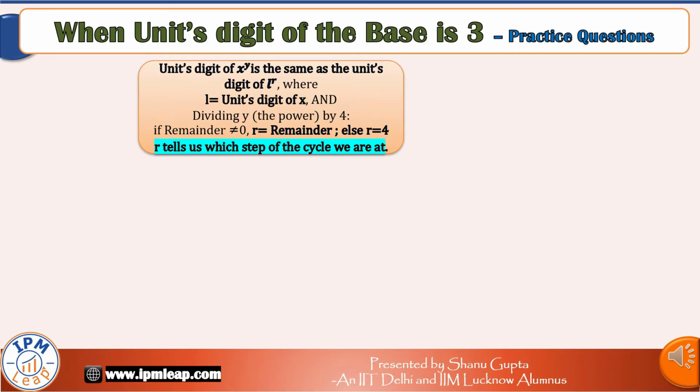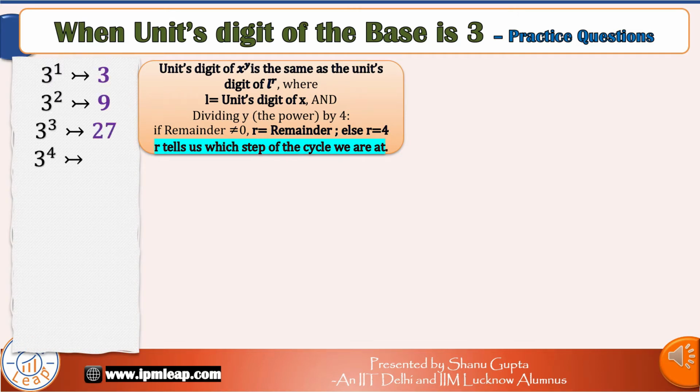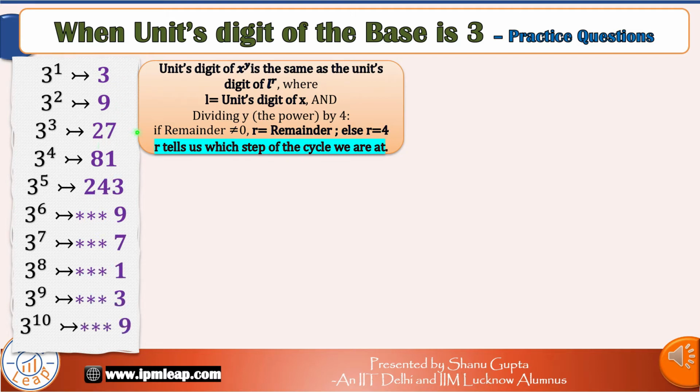Let's move on to base 3. Looking at its powers, 3 raised power 1 is 3. 3 raised power 2, 9. 3 raised power 3, 27. 3 raised power 4, 81. 3 raised power 5 is 243. And so on. There is a cyclicity of 4. Units digits are repeating in a pattern of 3971 and again 3971, and this pattern continues for higher powers of 3 as well.